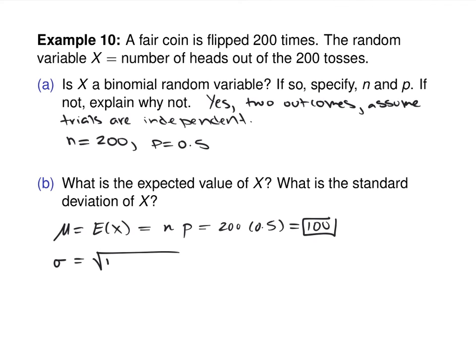So, and then finally, standard deviation, or sigma. This is the square root of np times 1 minus p. So this is the square root of 200 times 0.5 times 0.5, which comes out to be 7.071 approximately. And that tells you what the variability will be in your trials of 200.